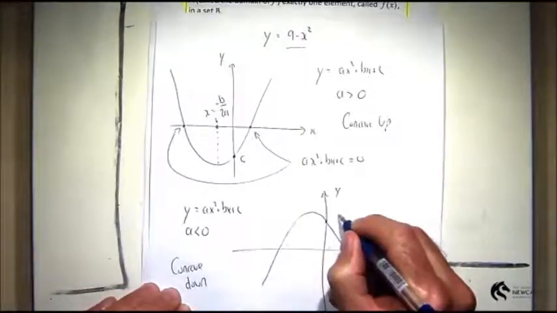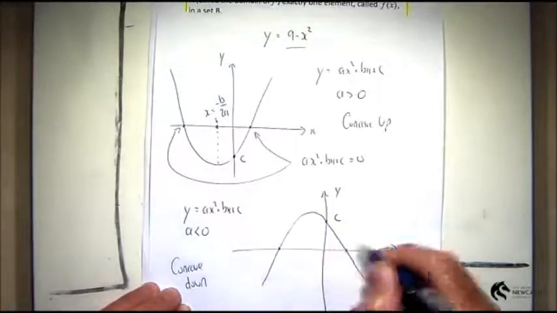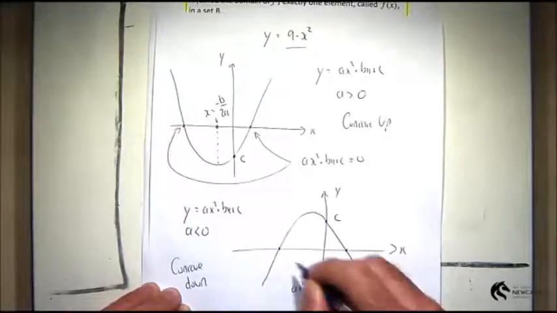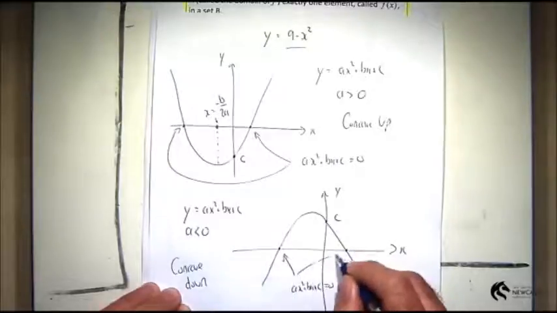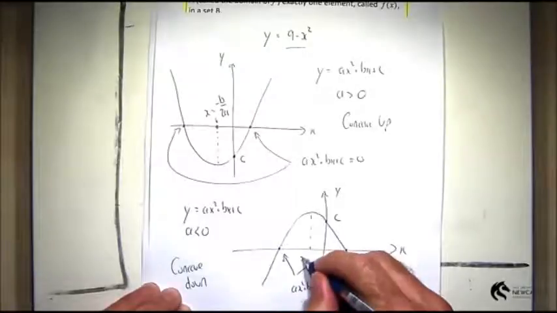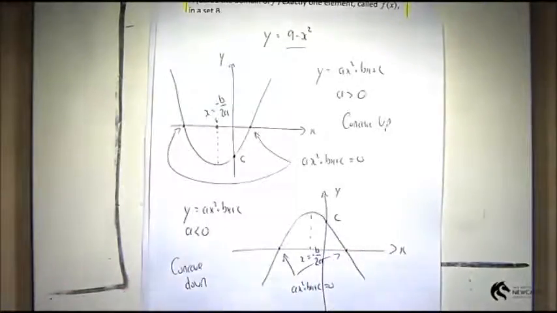Where it cuts the axis is again c, whatever value of c is. Where it cuts the x-axis, that's where ax squared plus bx plus c is equal to 0. They're my x-intercepts. And again, the x value of the vertex is x is equal to negative b on 2a. So there are your two possibilities for your parabolas. When you say vertex, you just mean the highest point or the lowest point? That's correct. The point where it turns over, yes.